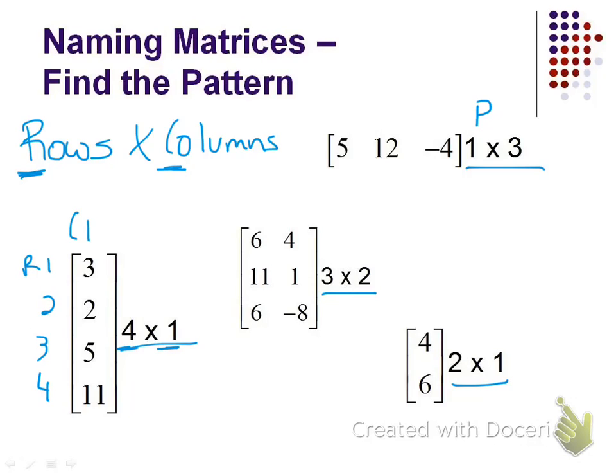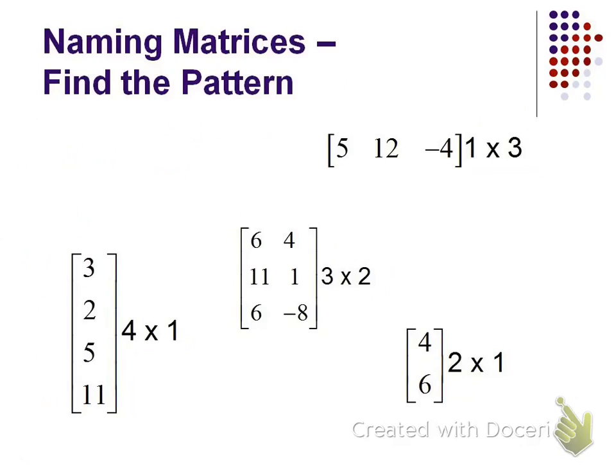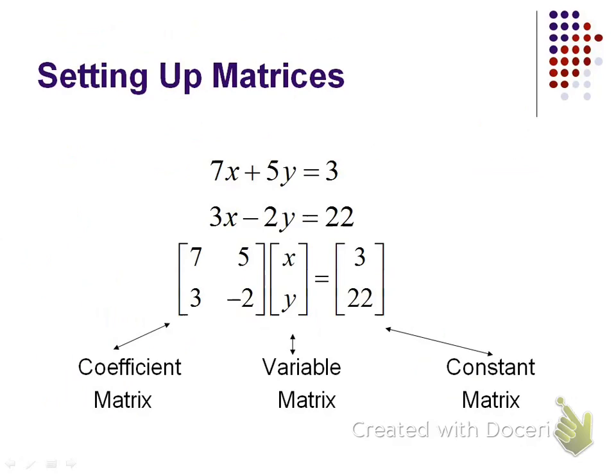This is 1 row and 3 columns. This is 3 rows and 2 columns. Okay, so that was the first thing we did yesterday. Then we looked at setting up a matrix equation. So when we set up a matrix equation, we have 3 kinds of matrix.